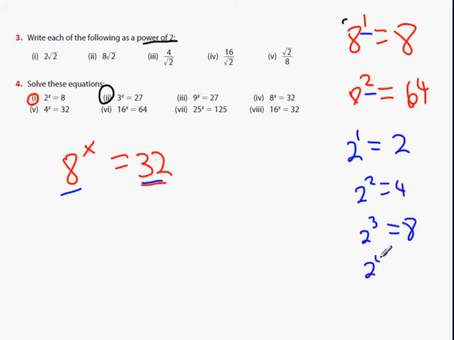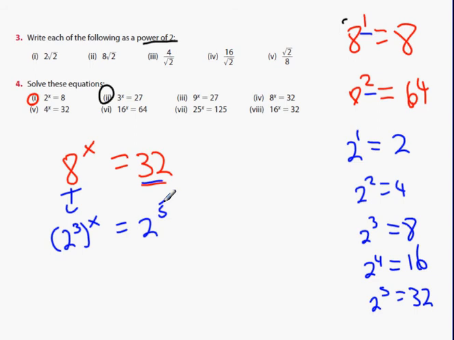2 to the power of 4, 16. 2 to the power of 5, 32. What can we replace 8 with? 2 to the power of 3, to the power of x. And 32? 2 to the power of 5.